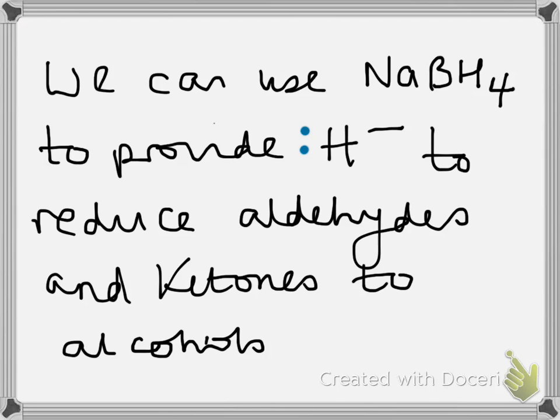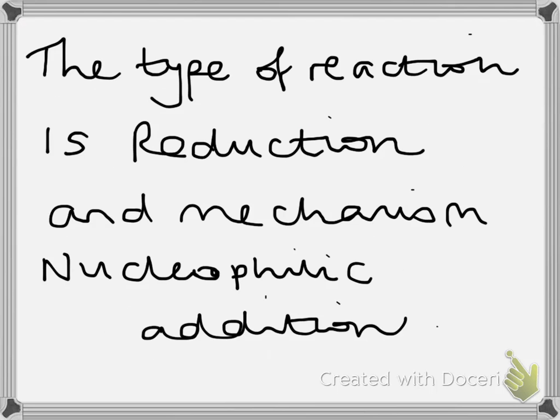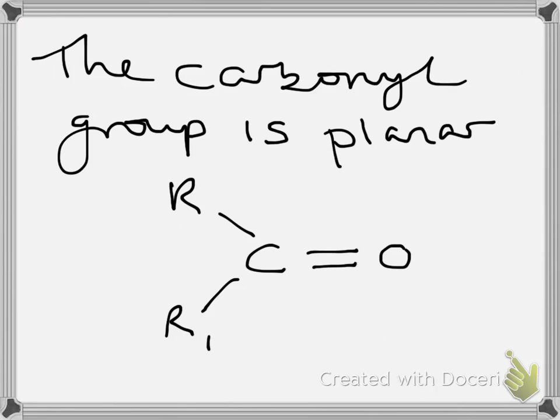to reduce aldehydes and ketones to their corresponding alcohols. So if you've got an aldehyde and you reduce it, you're going to get a primary alcohol, and if you've got a ketone and reduce it, you get a secondary alcohol. The type of reaction then is called reduction, and the mechanism is a nucleophilic addition.